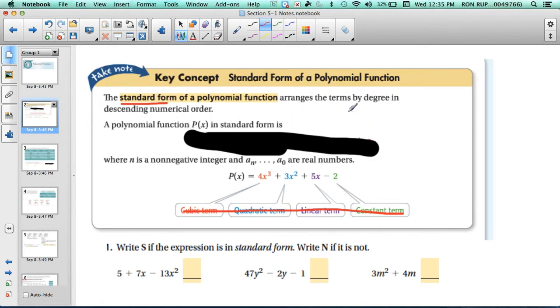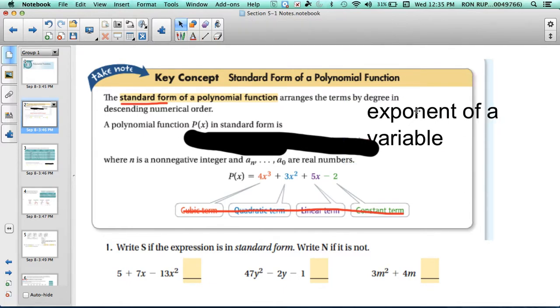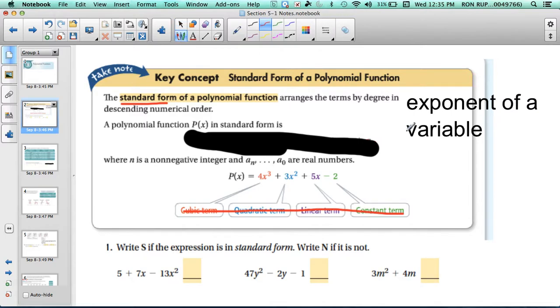What does that mean? Well, the degree is the exponent of a variable. I'll just write it, it might be easier. A degree is the exponent of a variable. And so what you're going to do is put them in order from biggest to smallest, essentially. So you can see here, a variable with an exponent of 3, a variable with an exponent of 2, a variable with an exponent of 1, and then there's no variable with no exponent. So the degree is 3, 2, 1, 0. And you want them to be in that descending order.